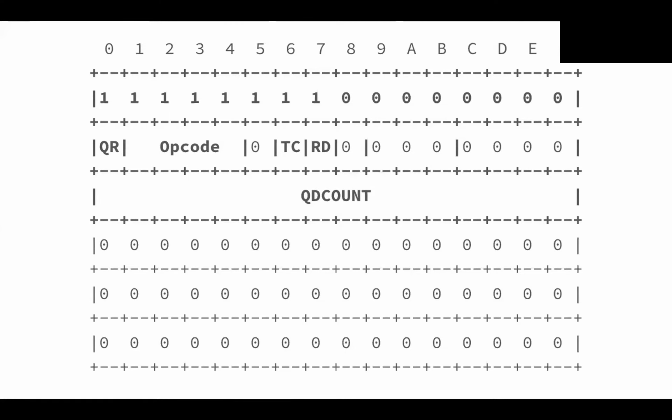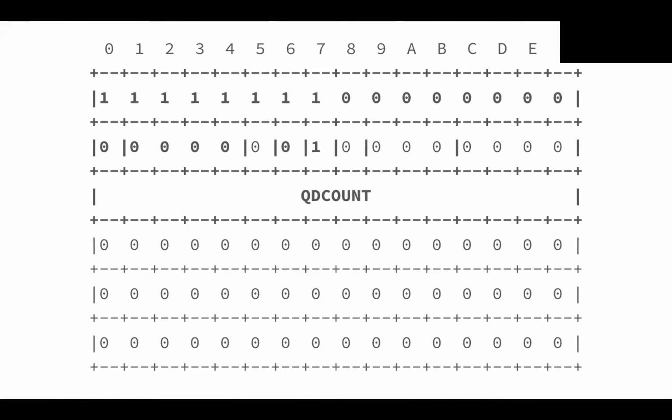QR is a flag that specifies whether this is a query or a response. Ours is a query, so we'll set it to 0. Opcode is the type of query. We're doing a standard query, so that's also 0. TC is whether the message is truncated. Our question is small, so it won't be truncated, so that's 0. And RD stands for recursion desired. If you send a query to a DNS server and they don't know the corresponding IP address, it can recursively ask other DNS servers. We do want our DNS server to do this, so we set that to 1.